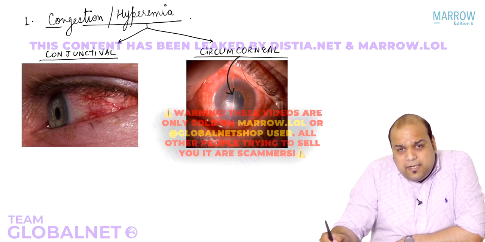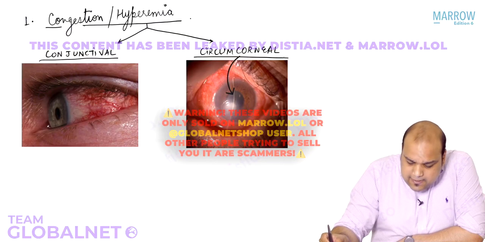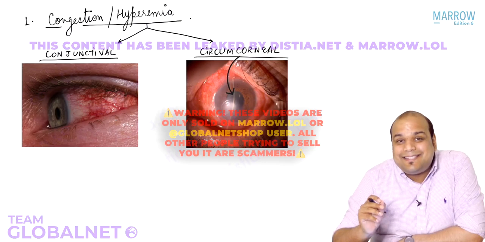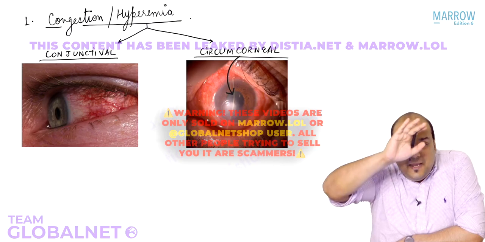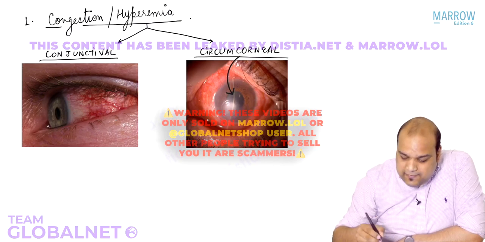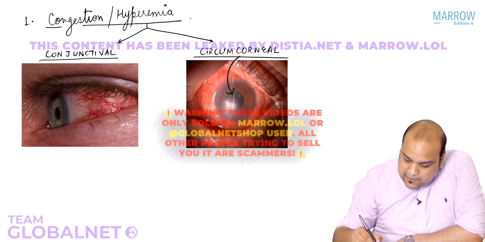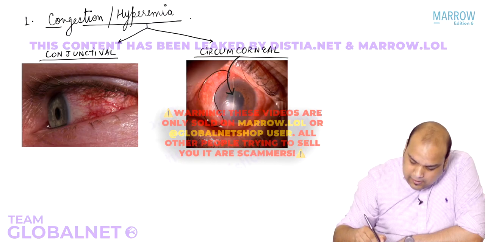Once you know the names, let's try to understand the difference. In conjunctival congestion, if you will see, around the limbus there is very less congestion. The congestion is mainly peripheral. Whereas when I say circumcorneal, it means around the cornea or around the limbus. So the main congestion is around the limbus.